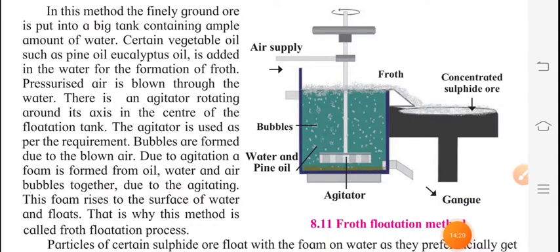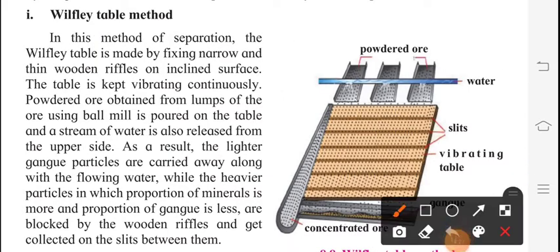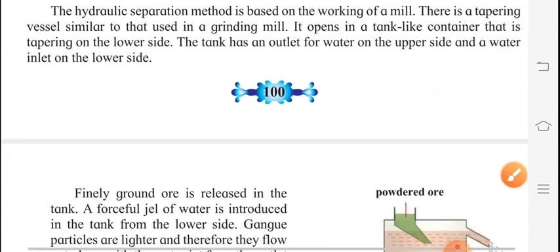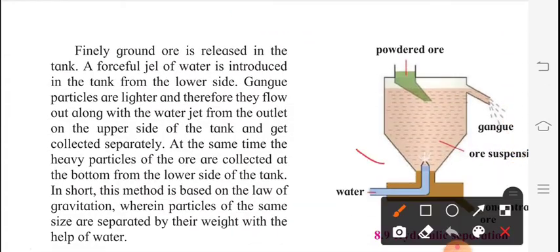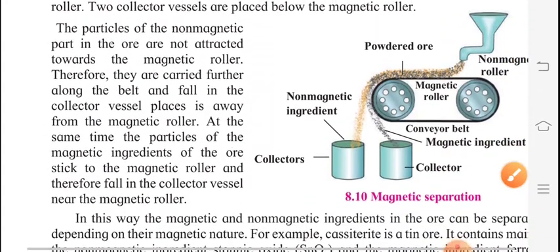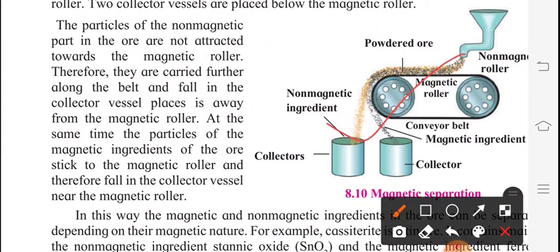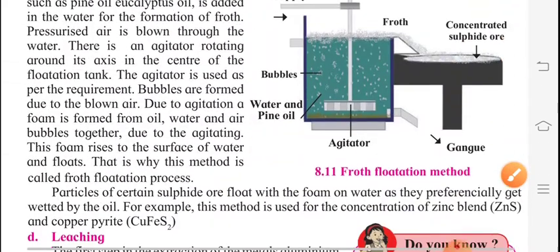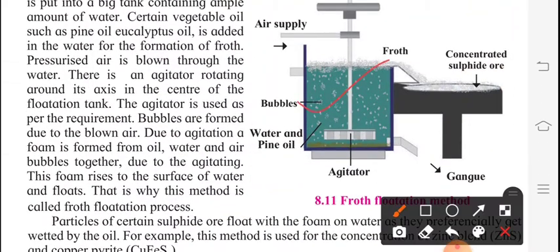We will stop our lecture over here. The remaining part we will discuss in the next lecture. Today's homework is you have to draw the diagram of this method, the Wilfley table method. You have to draw only the diagram. This is your homework. Next is this diagram. Next is this one. And next is this one. So this is the part of your homework. You have to draw 4 diagrams of different methods. Thank you.